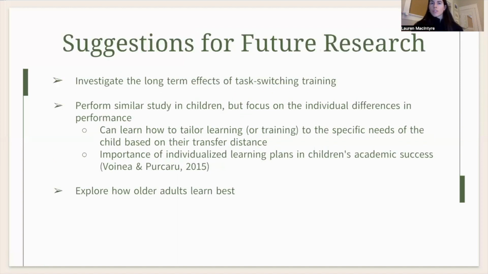And then suggestions for future research. This study really focused on the short-term effects because it was a maximum of 8 weeks. But if testing was done after 6 months or a year, it would be interesting to see how the effects carry over. And then another suggestion would be to perform a similar study just in children, but focus on the individual differences in performance. So focusing on each child, seeing how they learn best, seeing their transfer distance, and then applying this in individualized learning plans. So a study here highlights the importance of individualized learning plans in children's academic success. So this can be utilized in forming these individualized plans to improve performance in school.